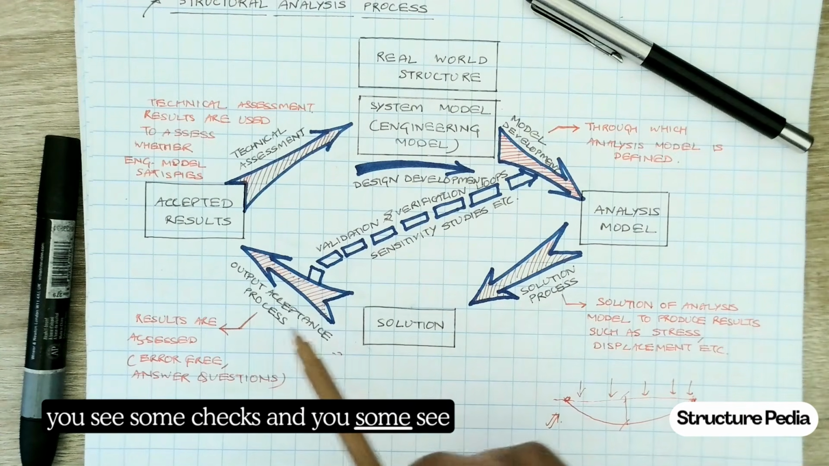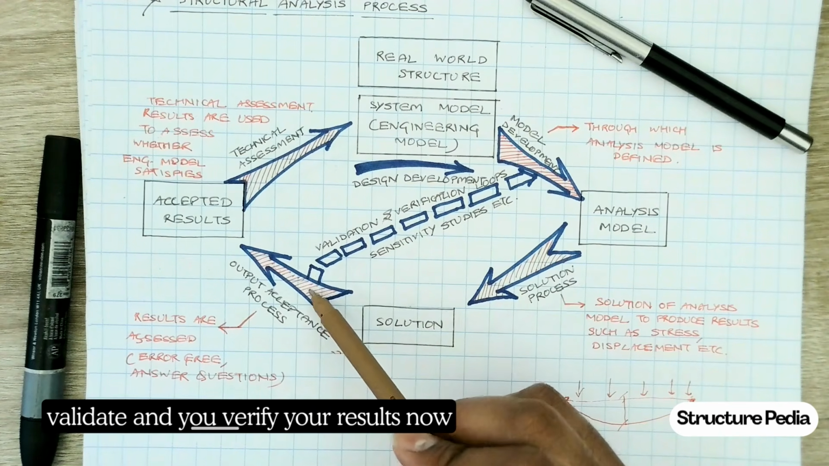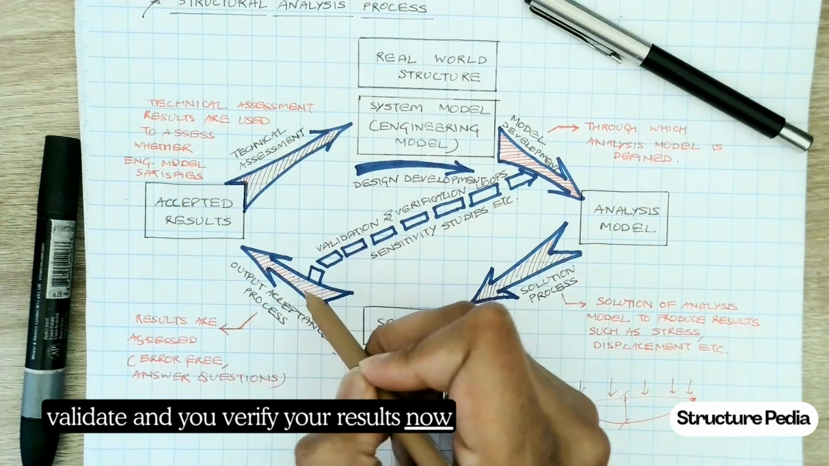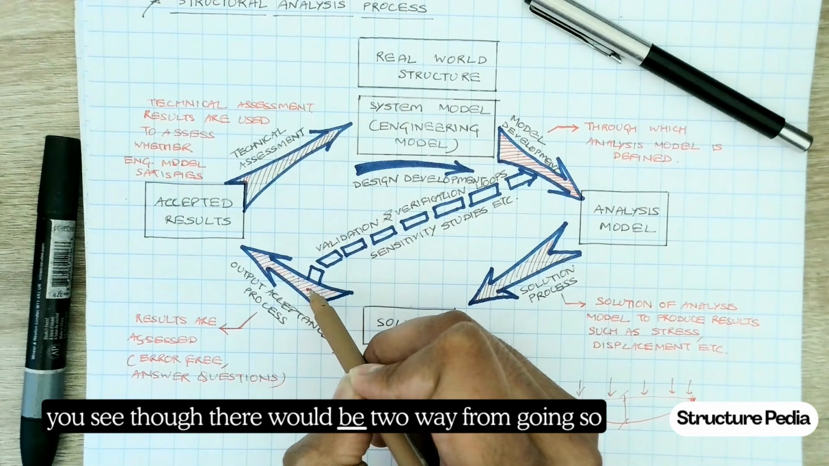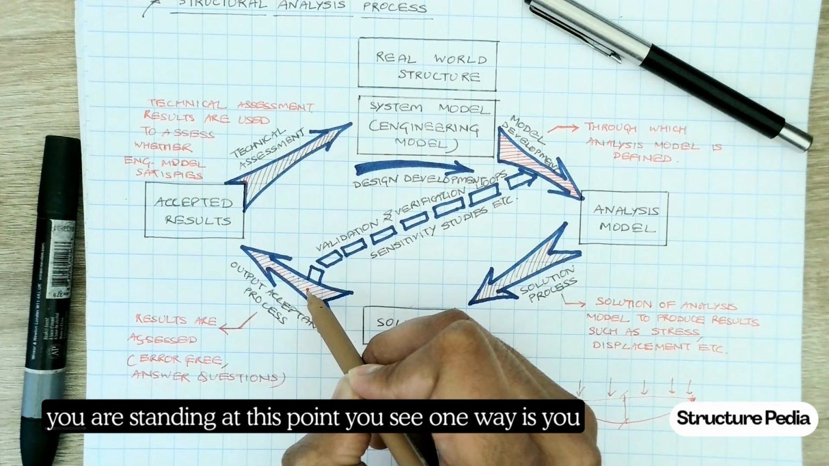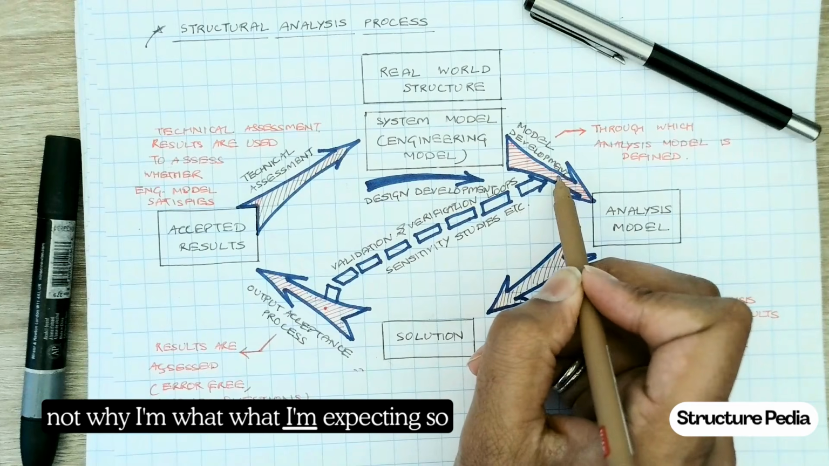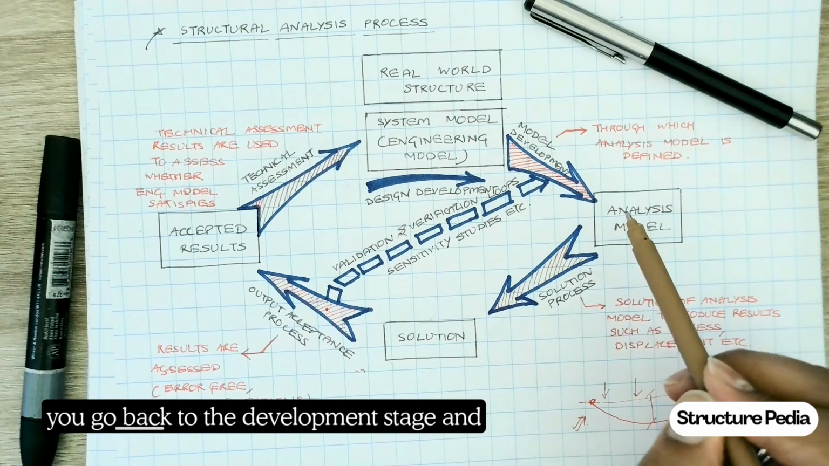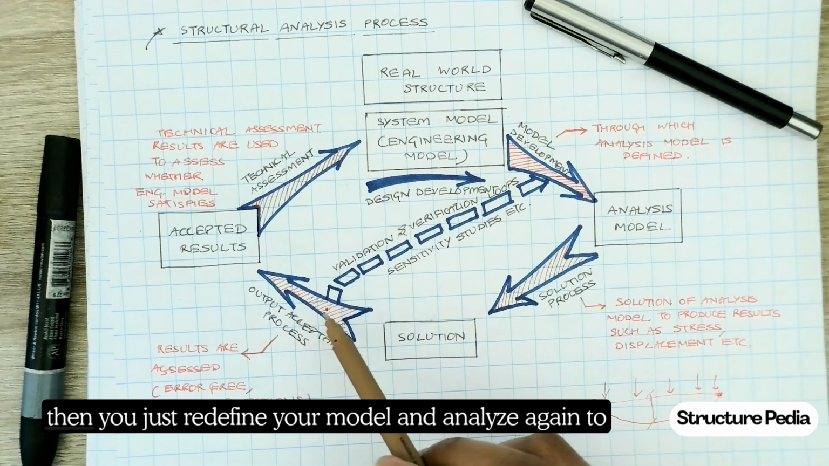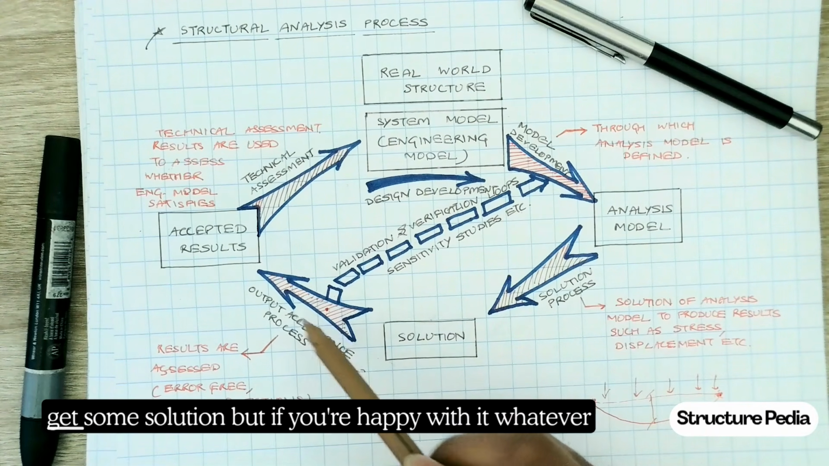You see some checks and you see the deformation shapes, you see the bending moment diagrams, you validate and you verify your results. Now once you do the validation and verification, there would be two ways from this point. So you are standing at this point, you see that, okay, the results I am getting are not what I'm expecting. So you validate your model, you verify the results, and you go back to the model development stage, and then you just redefine your model and analyze again to get some solution.